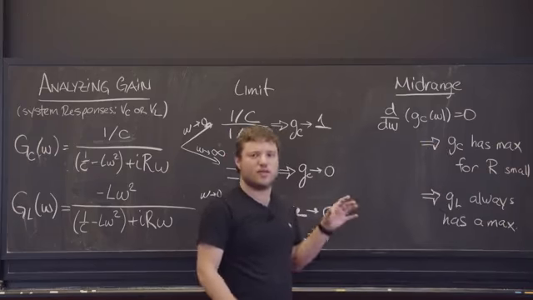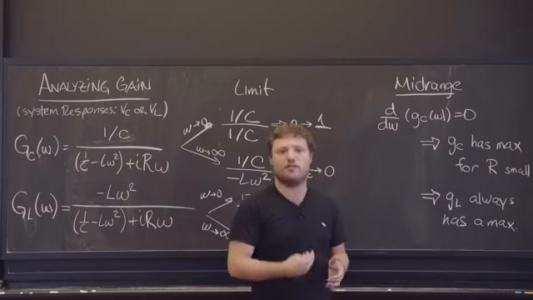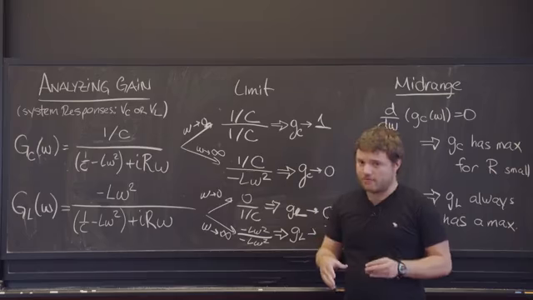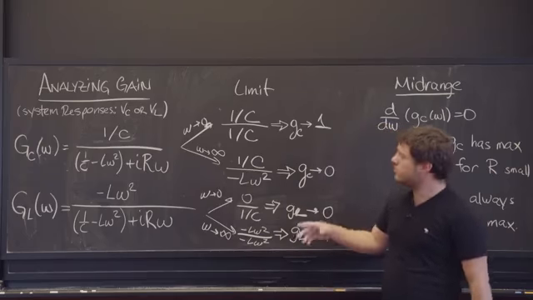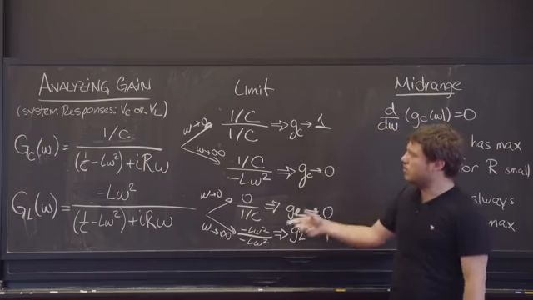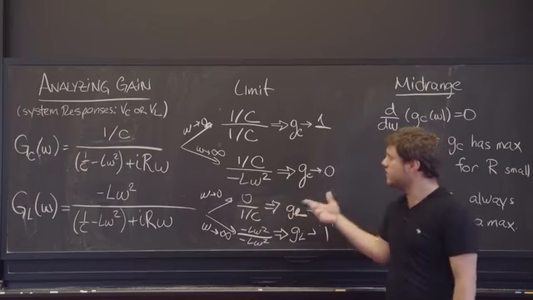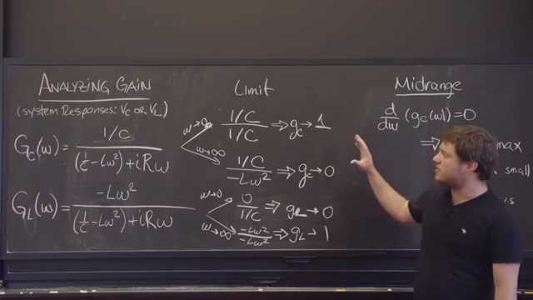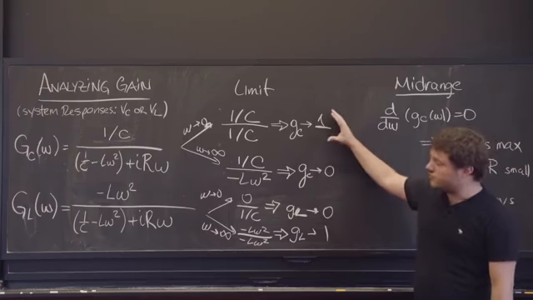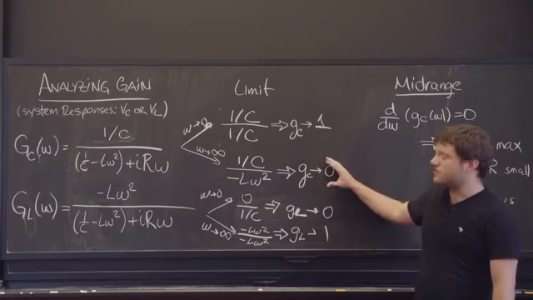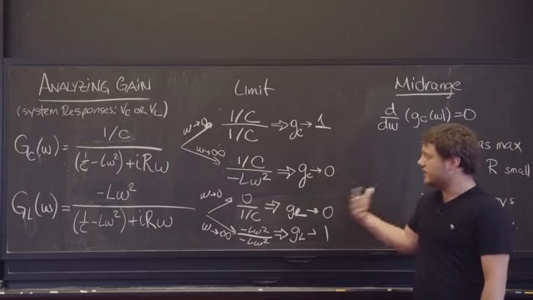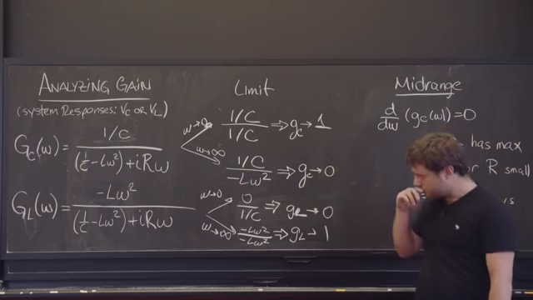So with this, we have enough information to make plots for both GC and GL. So let's recap. When omega is equal to 0, GC goes to 1. When omega goes to infinity, GC goes to 0. This means that the capacitor is allowing low frequencies to pass through, but it's not allowing high frequencies to pass through. So it's giving 0 gain for high frequencies.